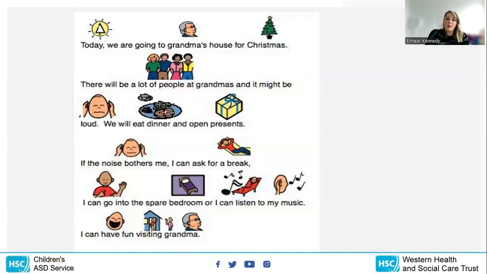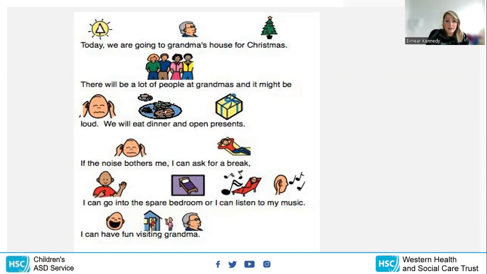Here's another example about going to Grandma's house for Christmas. We all know that times have changed, and Christmas and different holidays can present some challenges for young people with ASD, or they just might need some more adaptations. So this is a good example to use. Today we are going to Grandma's house for Christmas. There'll be a lot of people at Grandma's and it might be noisy, it might be loud. We will eat dinner and open presents.